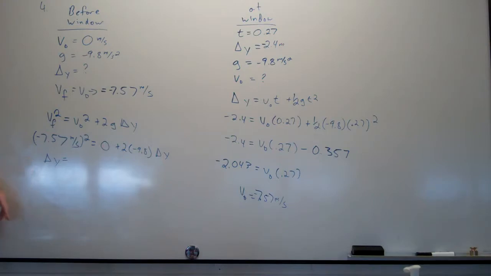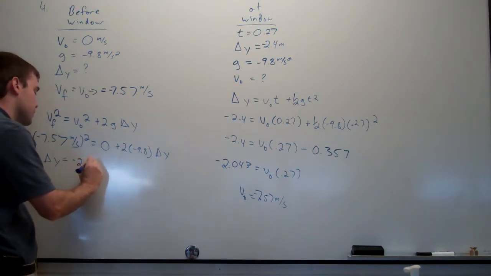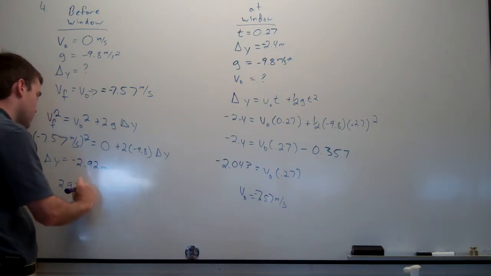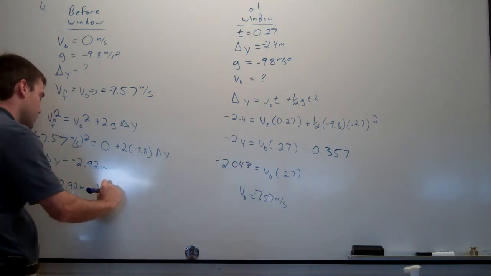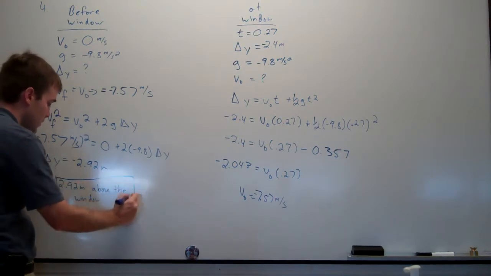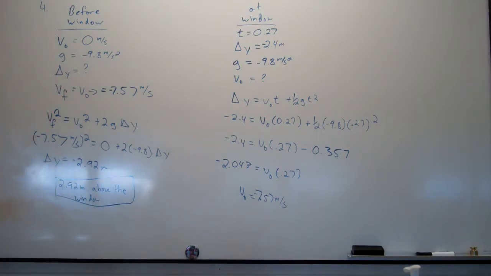What's delta y? Negative 2.92. So that's our answer. I'd accept negative 2.92 as well. It means the same thing. You just found that it fell 2.92 meters, so it came from 2.92 meters above the window. Alright, anybody have any questions over this one?